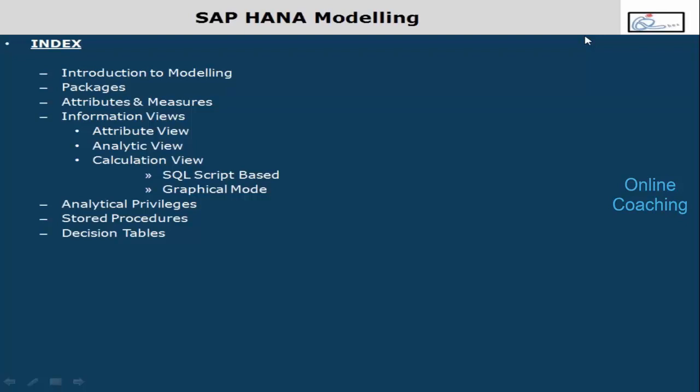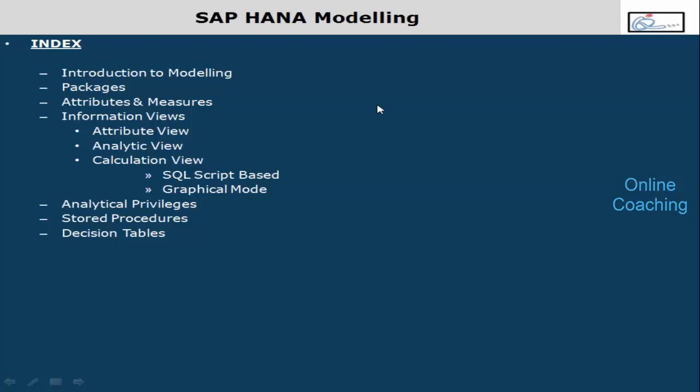Sir, what is the difference between a modeling view and a database view? In a database view, we are basically able to perform some minimal operations like joining and that kind of stuff. But these information views give you a lot more options than your normal database view.